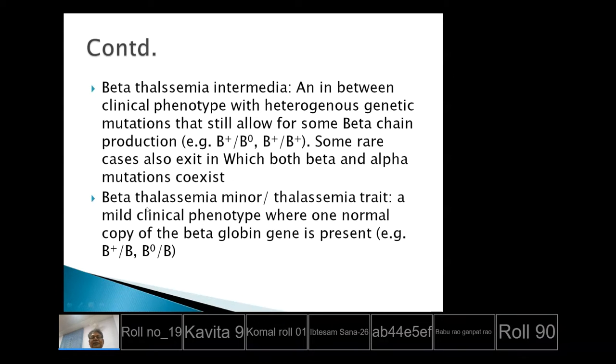The third variety is beta thalassemia minor, known as beta thalassemia trait, a mild clinical phenotype where one normal copy of the beta globin gene is present. For example, beta plus/beta. There is some reduction in the beta chain, and this is the complete normal beta chain. There is absent beta chain and there is normal beta chain. This is beta thalassemia trait.